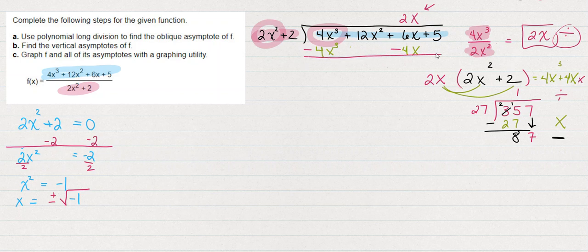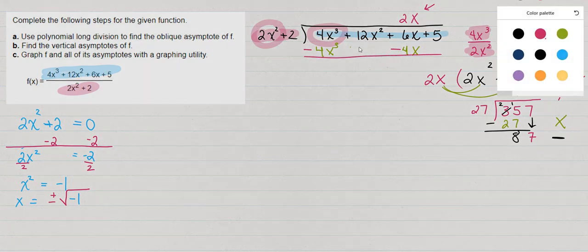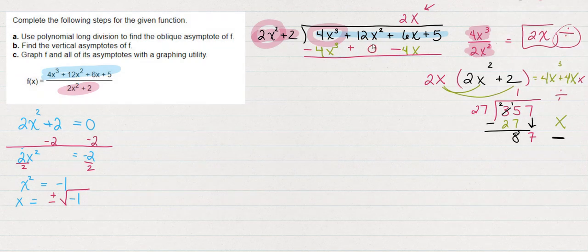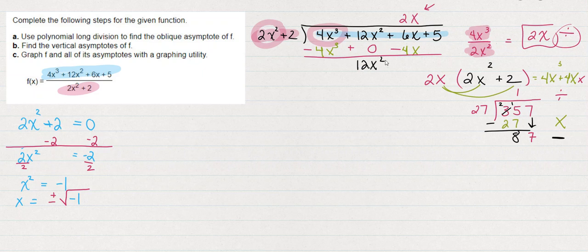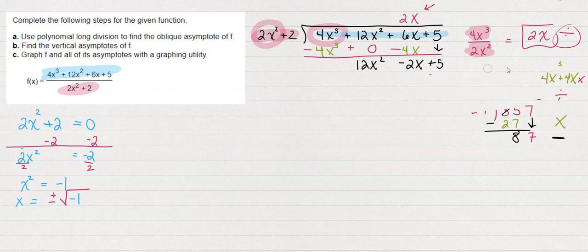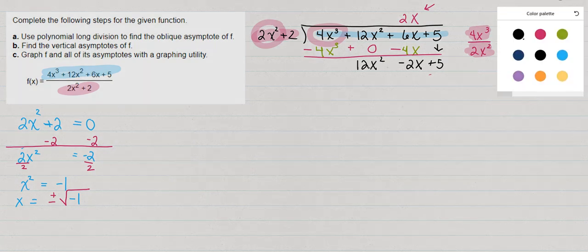When I do the subtraction, I'm going to have to say that it's as if we have a 0 here, right? So that 12x squared minus 0 gives me a 12x squared. 6x minus 4x is minus 2x. And then I can bring down this plus 5. Let me erase this multiplication so that I have room to continue here.